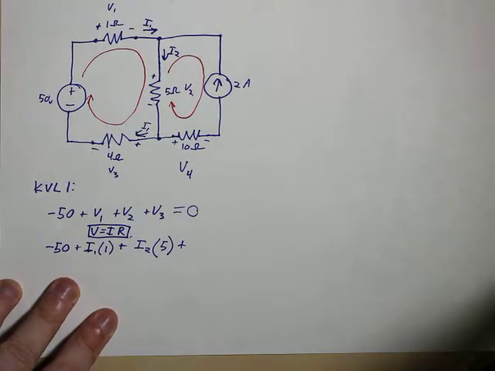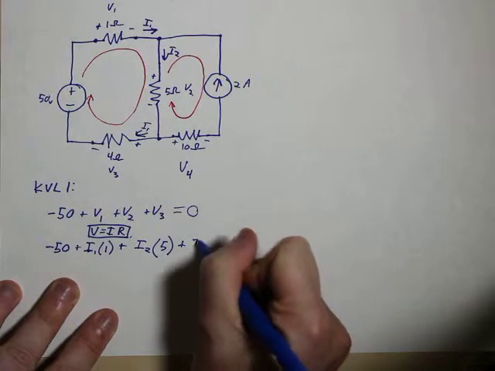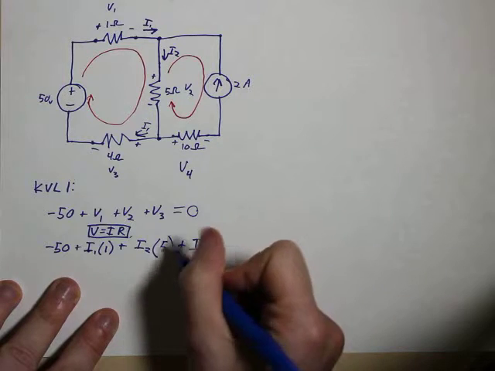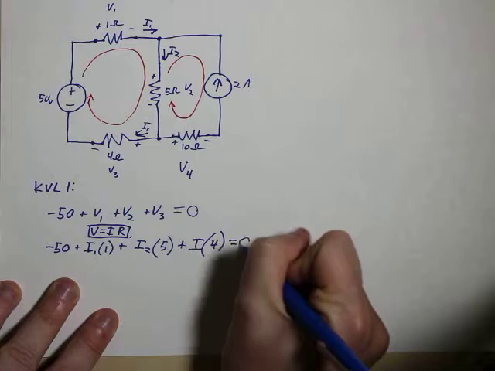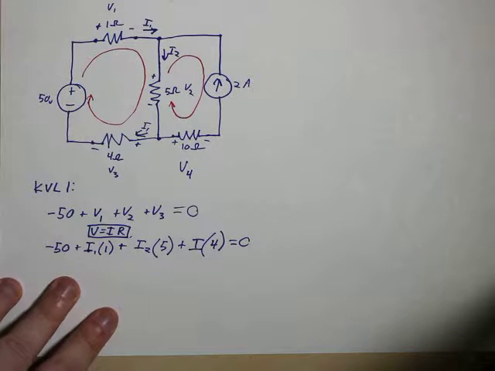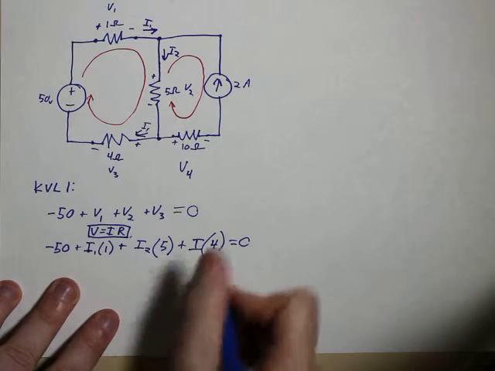So we're going to have, for that one, I1 times, what is this, 4 ohms. That's going to equal 0. Okay, so that's our first equation. Let's see, and this is going to be I1.